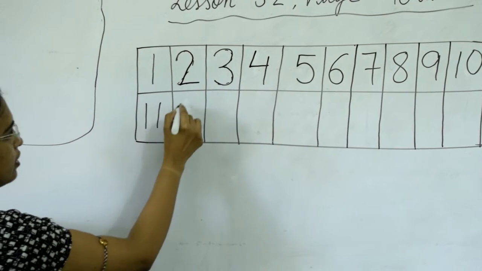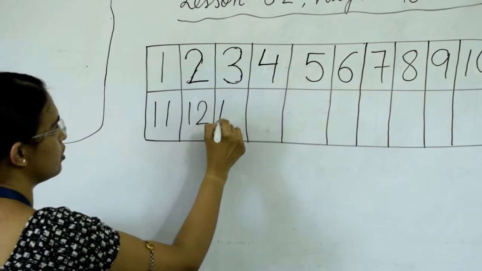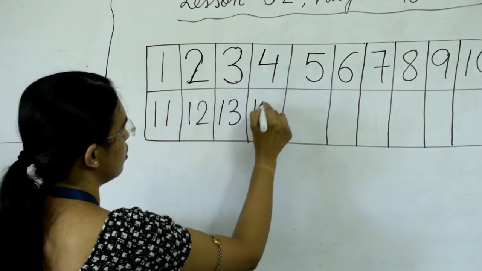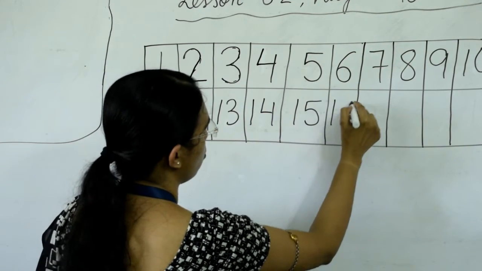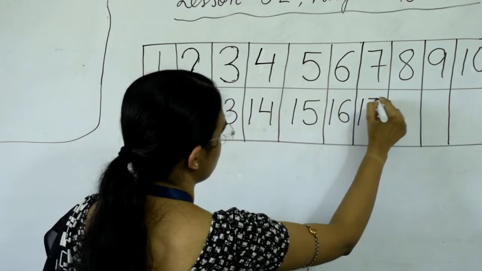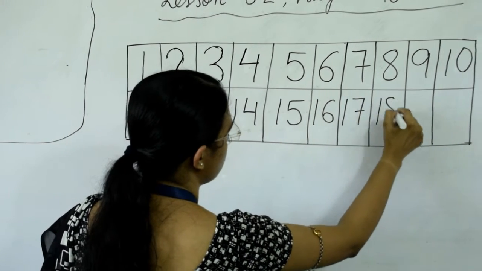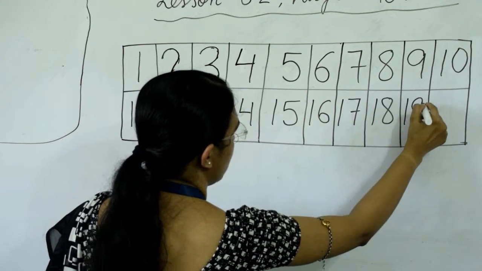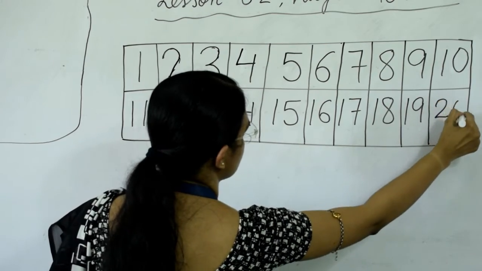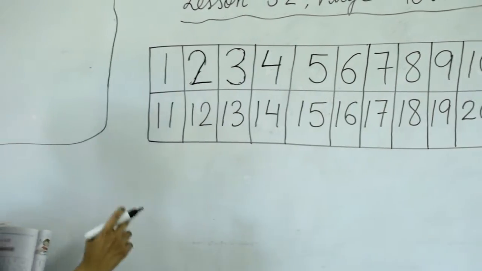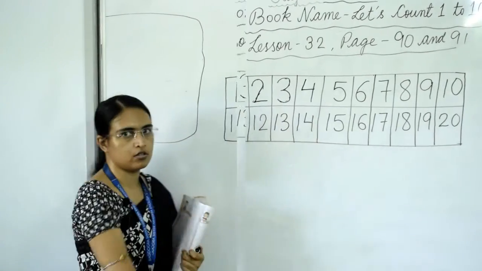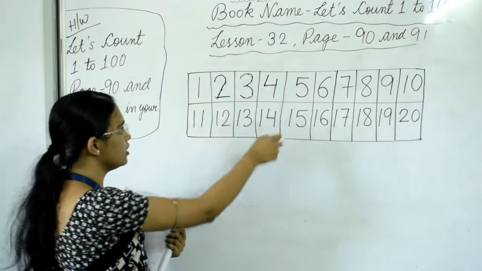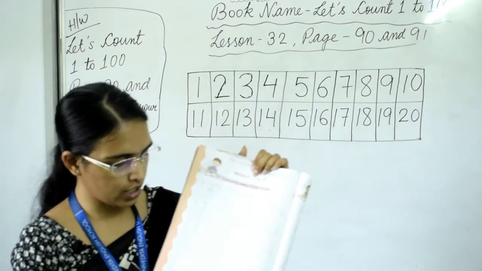1 1 11, 1 2 12, 1 3 13, 1 4 14, 1 5 15, 1 6 16, 1 7 17, 1 8 18, 1 9 19 and 2 0 20. So from 1 to 20 you have to write in this box. So in this way you have to fill all these boxes.